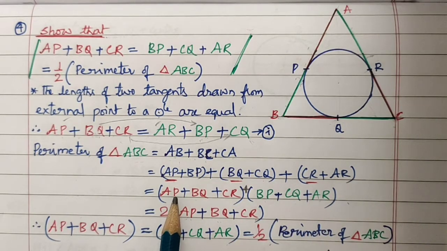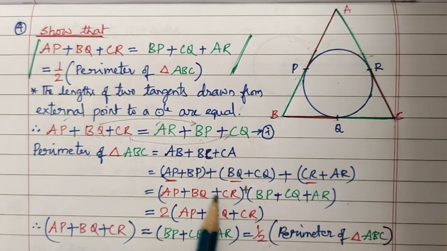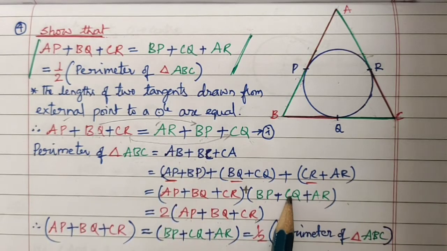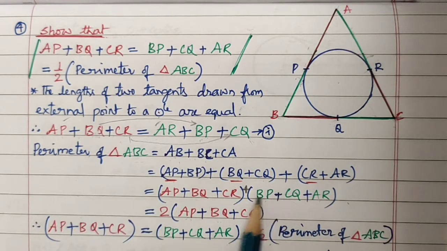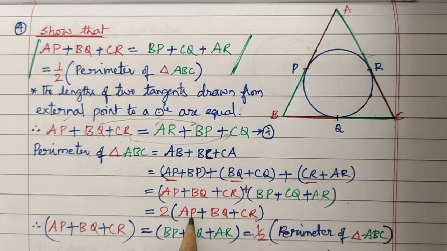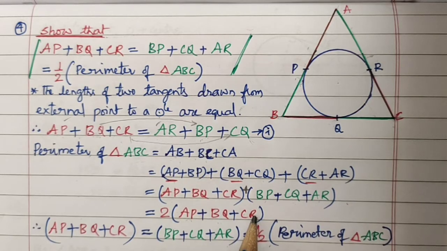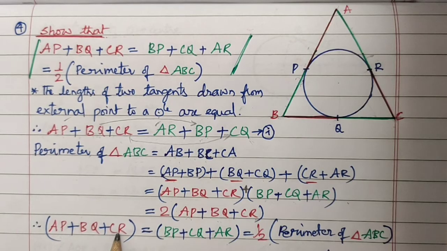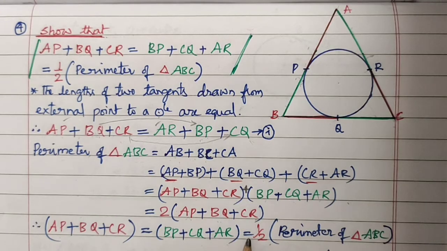We know from the first part that AP plus BQ plus CR and BP plus CQ plus AR are equal. So instead of writing two parts, we can write 2 times AP plus BQ plus CR. The perimeter of triangle ABC is equal to 2 times AP plus BQ plus CR. Therefore, AP plus BQ plus CR, which is equal to BP plus CQ plus AR as we proved, is equal to half of the perimeter of triangle ABC.